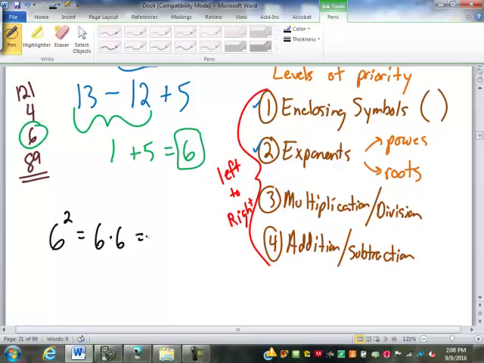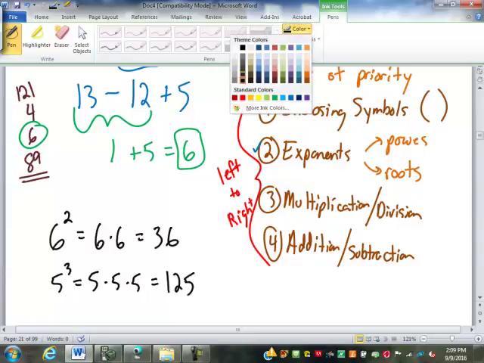Perfect. 6 times 6 would be 36. Or that is pronounced 5 cubed. We would calculate that by doing 5 times 5 times 5. It's literally repeated multiplication. 5 to the third power is 3 fives multiplied together. 125. For now, we'll look at that more in depth in the next couple weeks. For now, we're just going to do some simple powers with our order of operations.